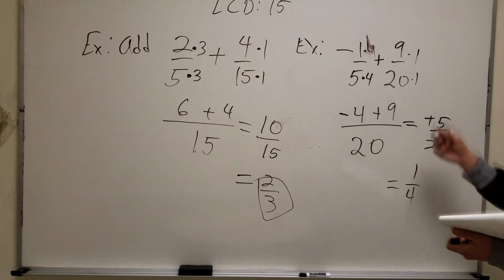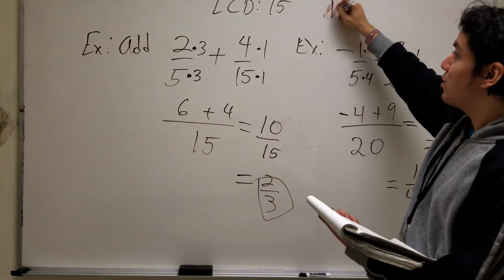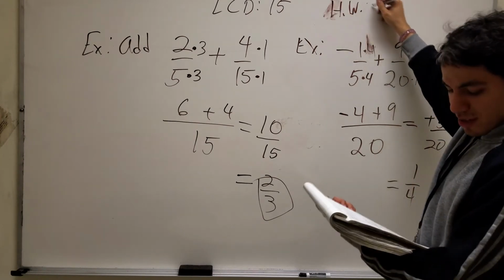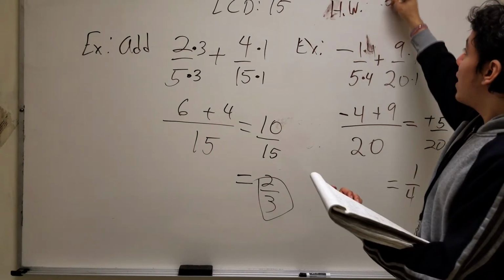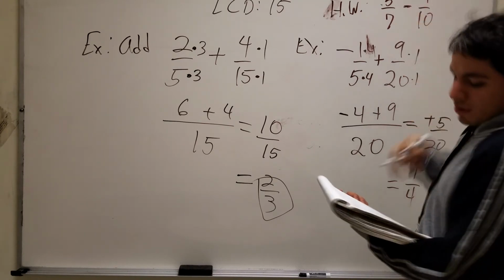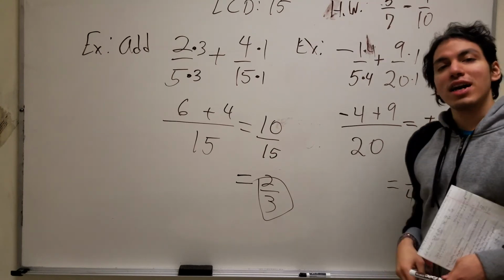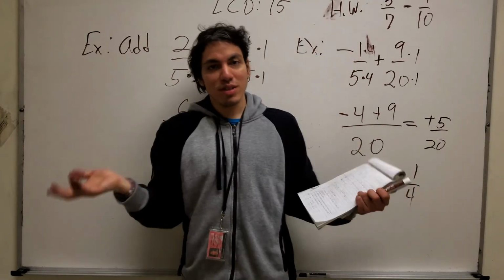And for kicks, I'll leave this problem on top here. For anyone who wants to do this for homework, go nuts. 5 over 7 minus 9 over 10. So I'll let you guys do that for homework, and leave the answer in the comments down below so people can see what that is.